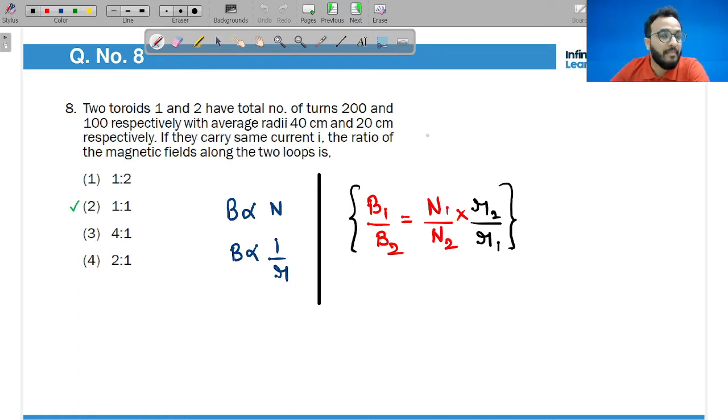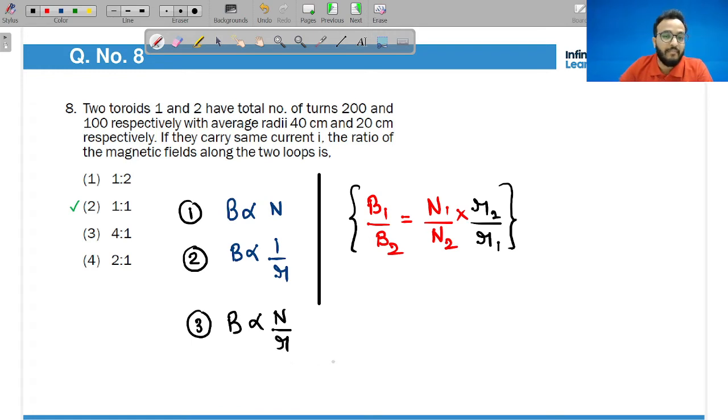See, in a toroid, remember one thing: the magnetic field is directly proportional to the overall number of turns, and it is inversely proportional to the mean radius of the toroid. So I can write down point number 3, that B is directly proportional to N upon R. So B1 by B2 will become N1 by N2 into R2 by R1. Put the values, get your answer.